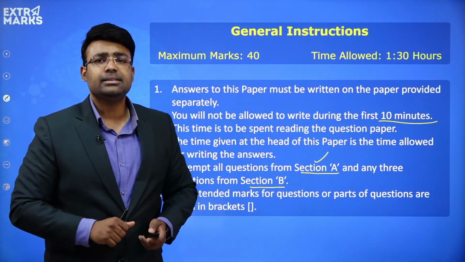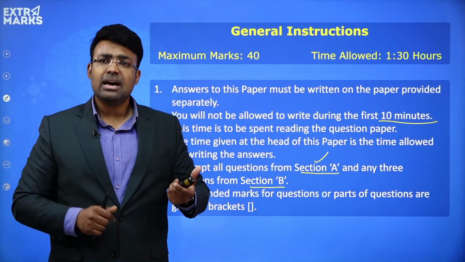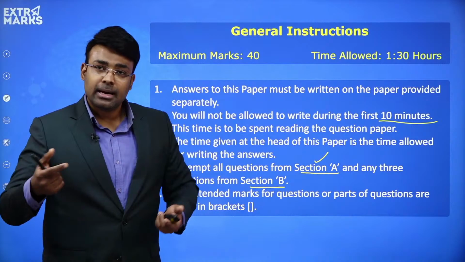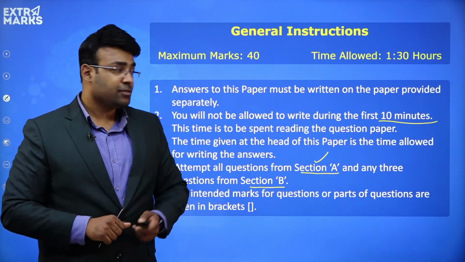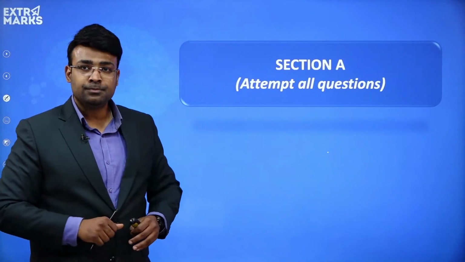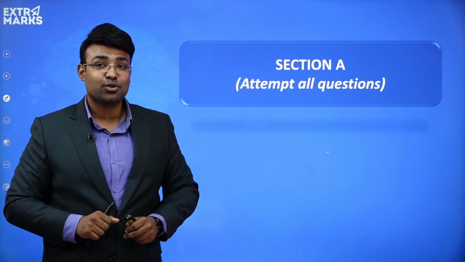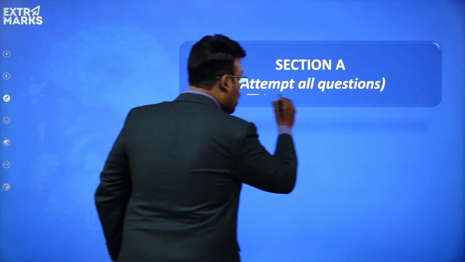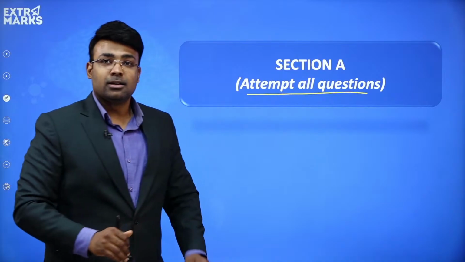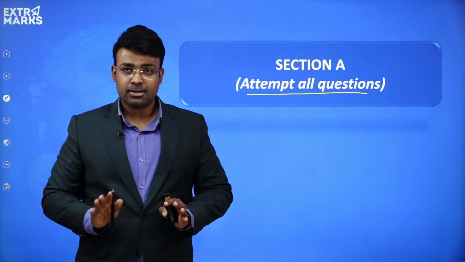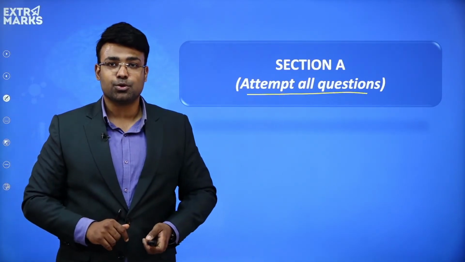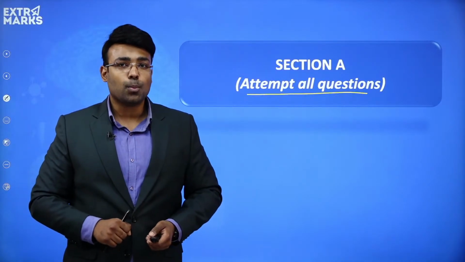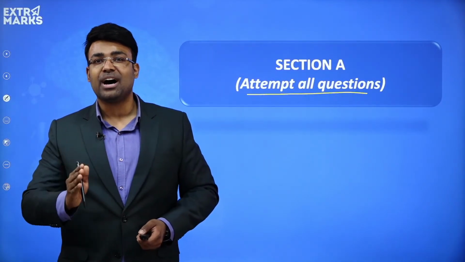This paper is definitely going to have an objective as well as a subjective part. Let's go with the objective part first, that is section A. And the very important thing written over here is: attempt all questions. Don't leave a single question. Clear? So you have to attempt all the questions. Let's start with our objective questions one by one.